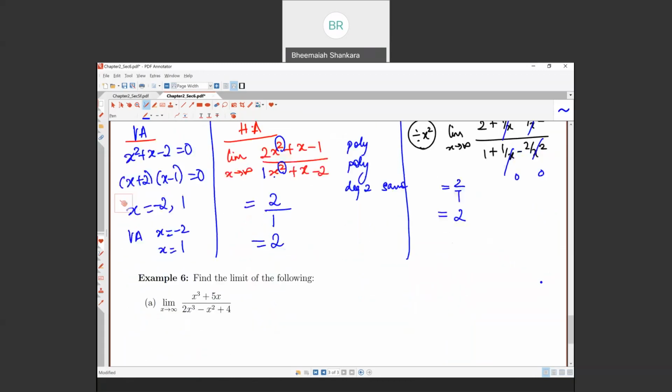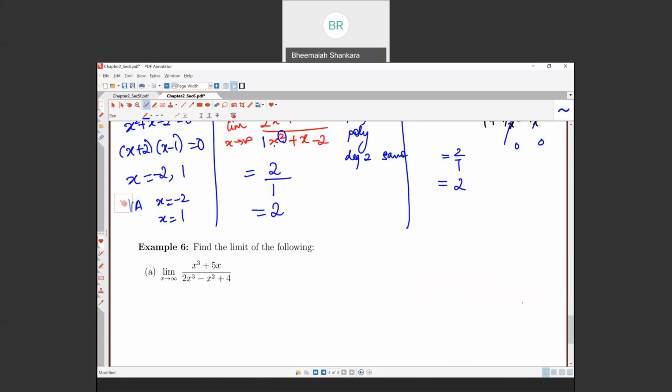In the next example, you're asked to calculate the limit when x is approaching infinity. When x is approaching infinity, it's always the horizontal asymptotes. And you see the degree in the numerator is 3, degree in the denominator is 3. So you're good to write the coefficient. The coefficient in the numerator is 1, the coefficient in the denominator is 2 for the highest degree, and the answer is 1/2.